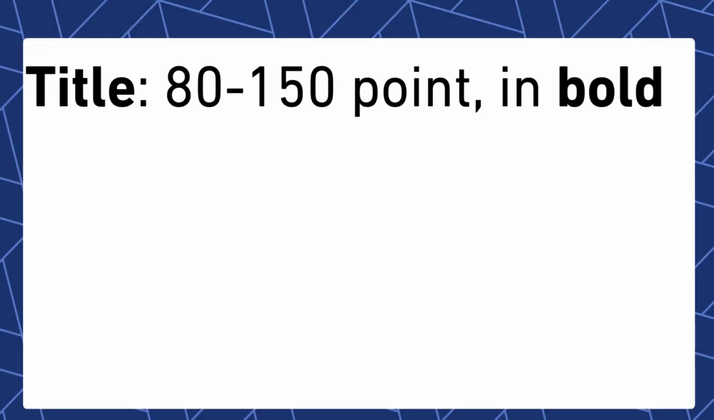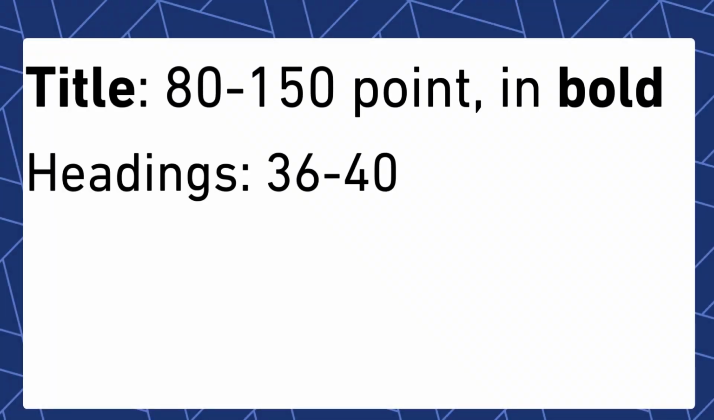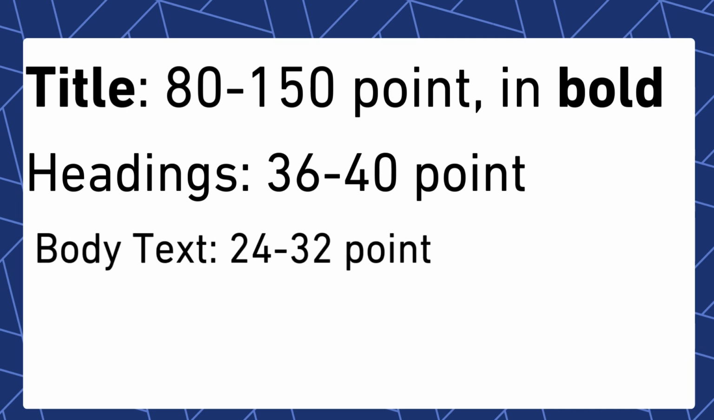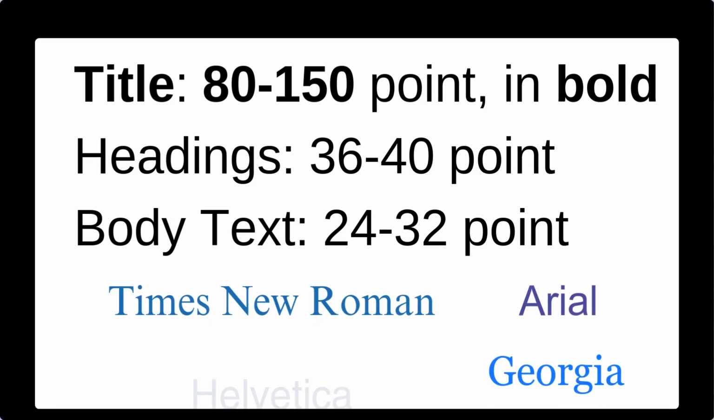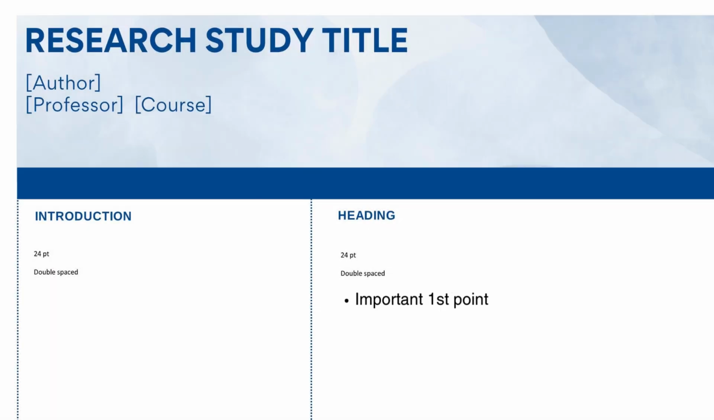Title: 80 to 150 points, in bold. Headings: 36 to 40 points. Body text: 24 to 32 points. For a professional look, use fonts like Times New Roman, Georgia, Arial, or Helvetica. Bullet points can also make your information easier to digest.